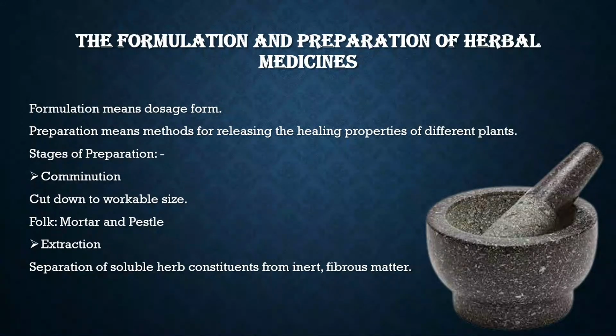So the stages of preparation are two, but mostly if you buy the herbs from a herbal store, you'll always start from the second stage. So the first stage is cutting down the herb to workable sizes. Probably if you're someone who gets the herbs straight from your farm, you have to cut them down to sizes in which they can easily be formulated, or in which they can easily interact with the menstruum.